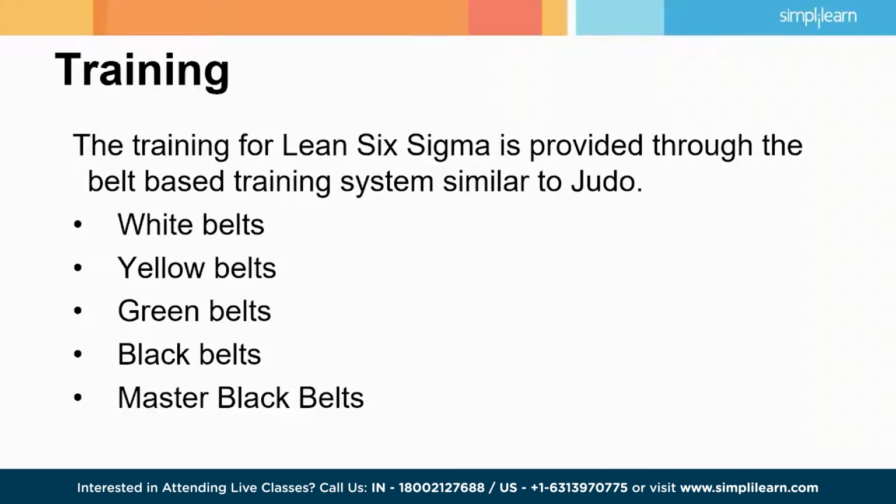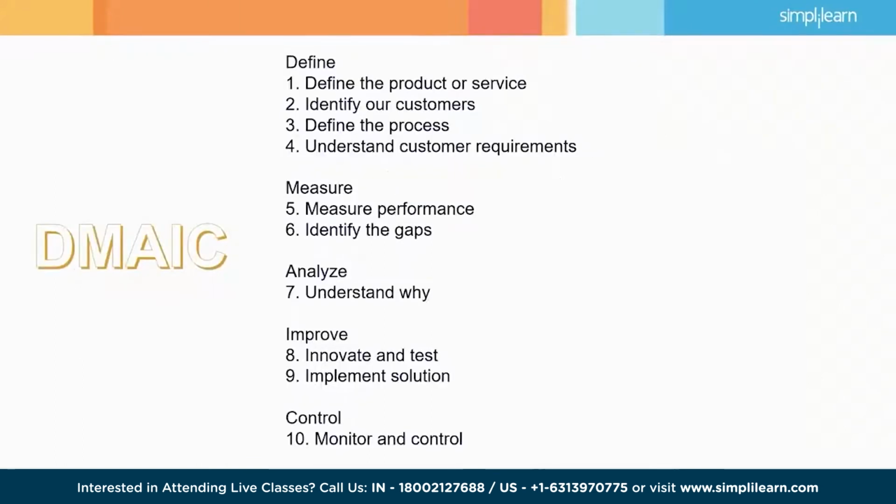Well, before we start with the DMAIC methodology, just let me tell you one last thing, which is the training. The training for Lean Six Sigma is provided through the belt-based training system, which is very similar to judo. So depending on the amount and complexity of the tools that every employee is trained in, personnel are designated as white belts, yellow belts, green belts, black belts, and even master black belts. Again, very similar to judo. Black belts tend to be project leaders, while green belts usually are project team members.